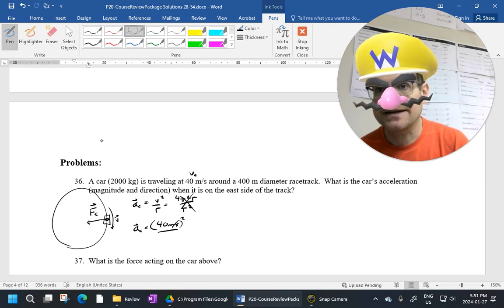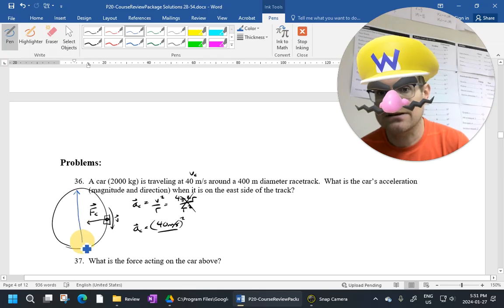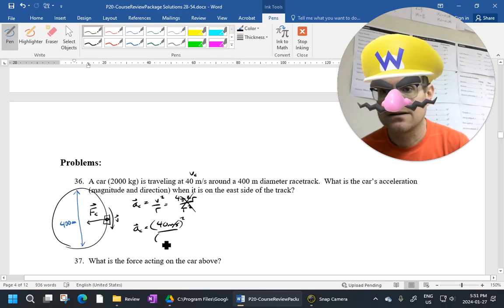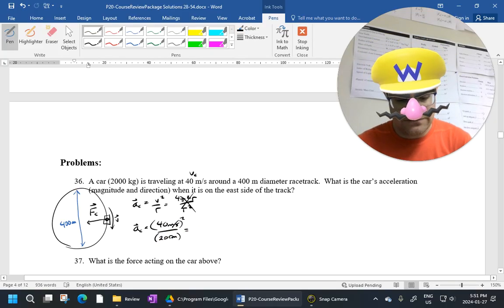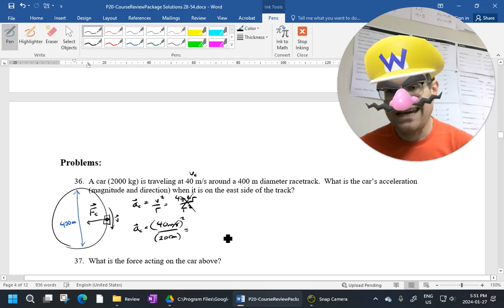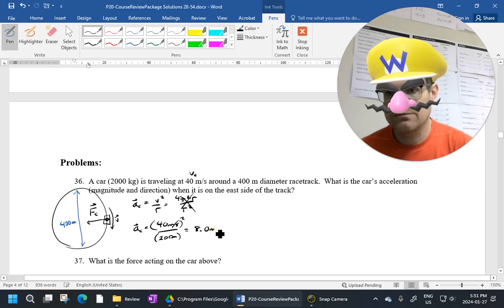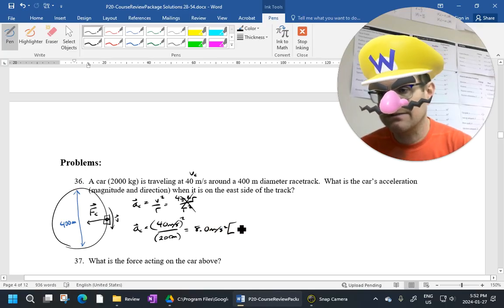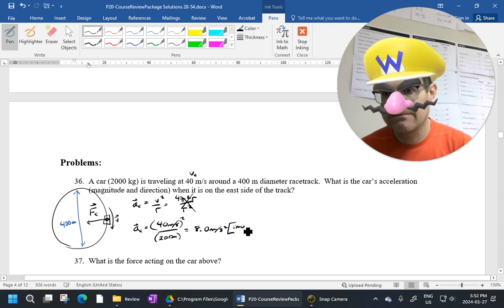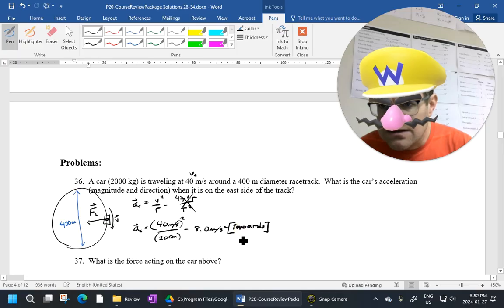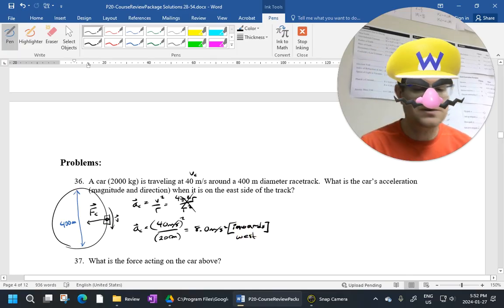Now, they gave us the diameter, right? They say that this track has a diameter of 400 meters. Well, my radius is half that then. So 200 meter radius. I'm not converting again. So 40 squared divided by 200, 8. So 8.0 meters per second squared. In this case, inwards would be more generic, like in towards the center. Inwards. I'm going to put the generic answer. But because of the situation, you can say it's west in this very specific situation.